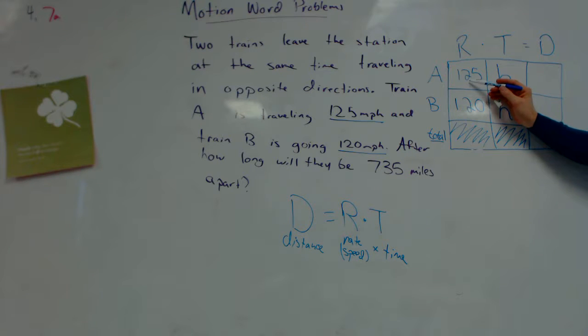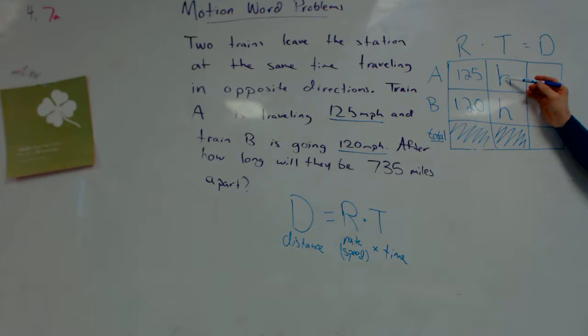So I'm just going to take 125 times h and put it in this box. So my distance for train A is 125h. My distance for train B is 120h. So the distance column is often going to just be multiplying the other two columns.